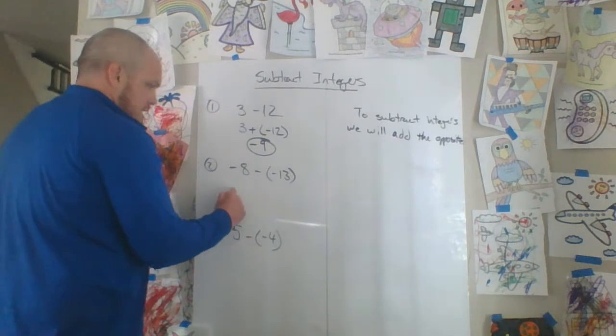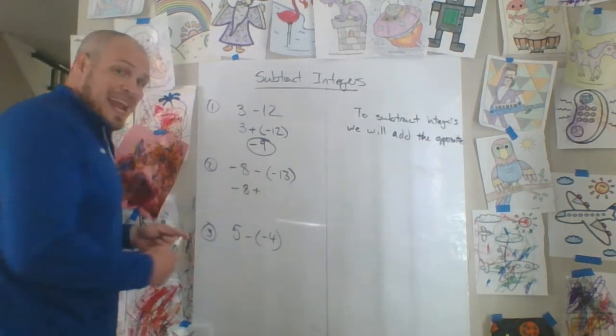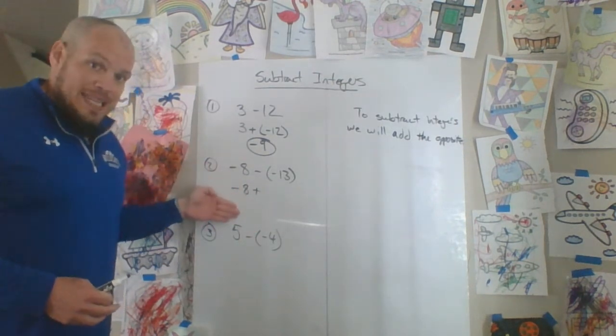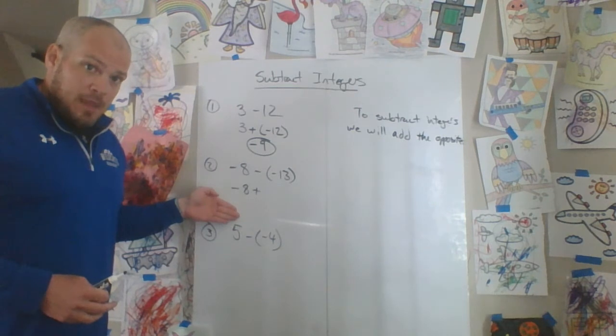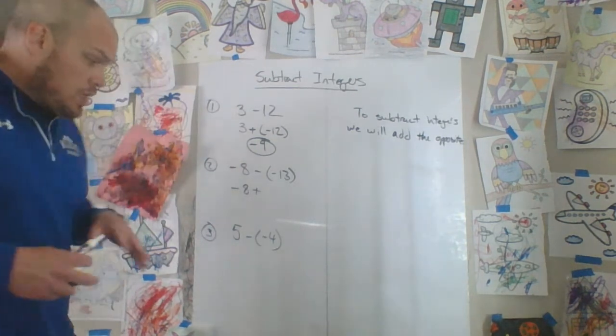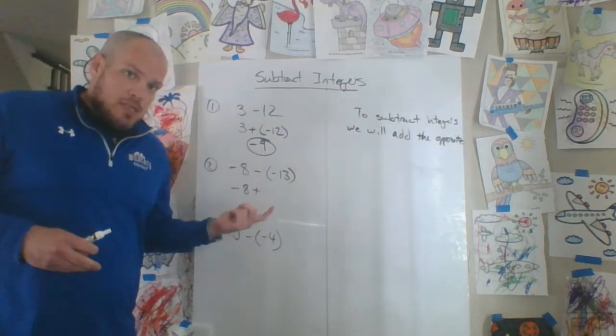So our first integer stays the same, -8. We change the subtraction to addition. And this is really where staying and working down, right, and staying neat is super important. I'm not a neat person, as you can tell by the wall. But it's important for you to stay neat.